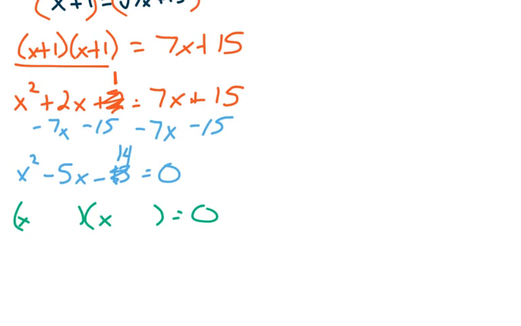Okay, so now we need two numbers that multiply together to get negative 14 and add together to get negative 5. Sorry, negative 14 and negative 5. Those two numbers are negative 7 and positive 2. Okay, so that leaves us with our solutions, x equals 7 and x equals negative 2.